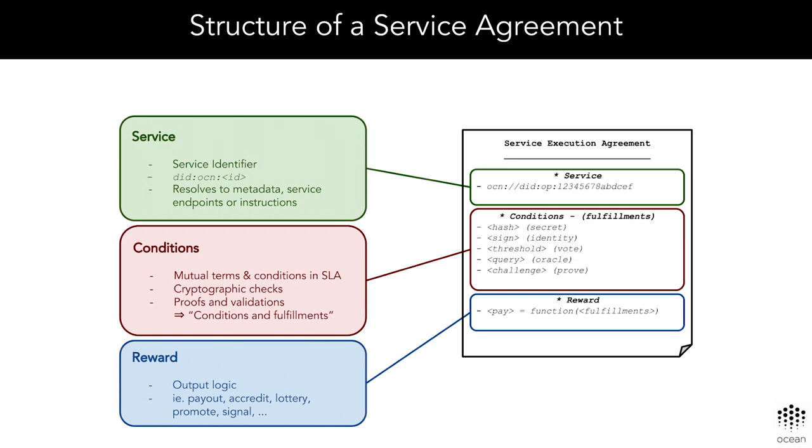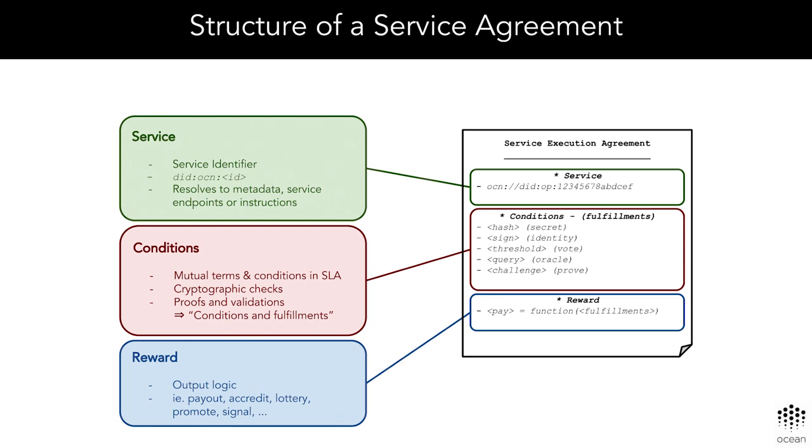If you look at the structure of a service agreement, in our case, it's quite simple. We point to the service, which is just an identifier. This could basically say that if you resolve this identifier, you end up in an Amazon cloud service, or in an IPFS URL, or maybe in some Enigma cluster, could be anything.